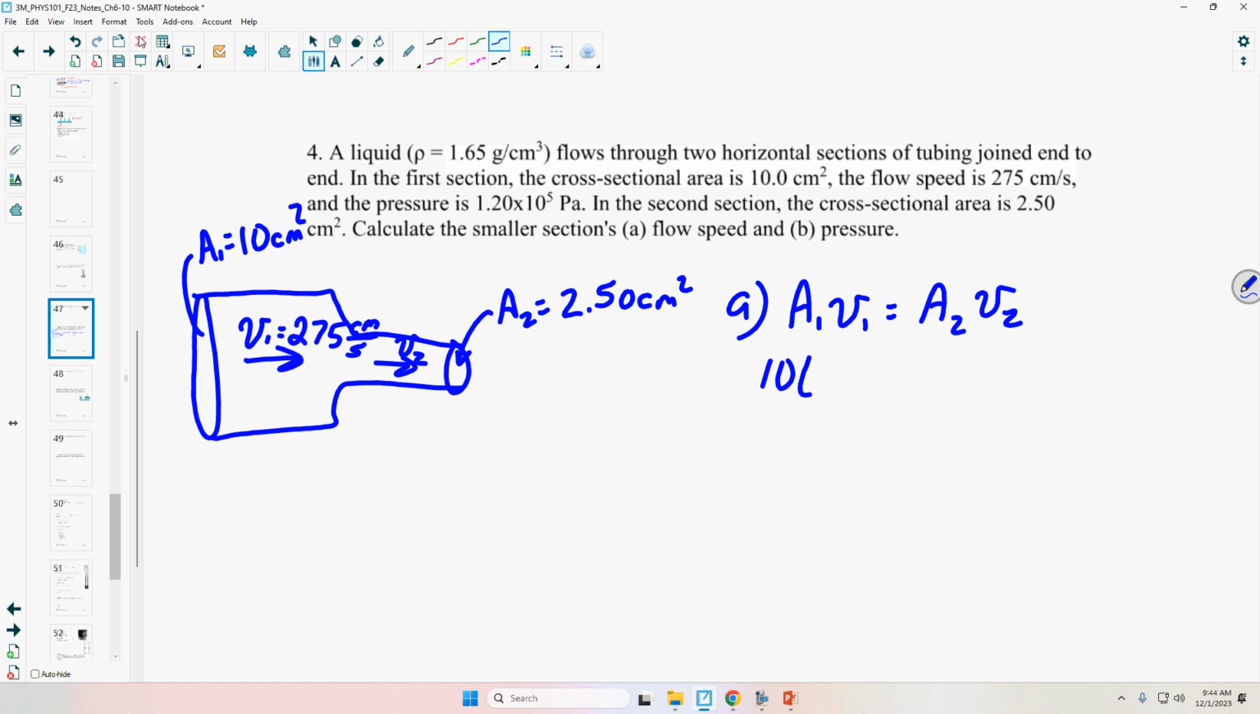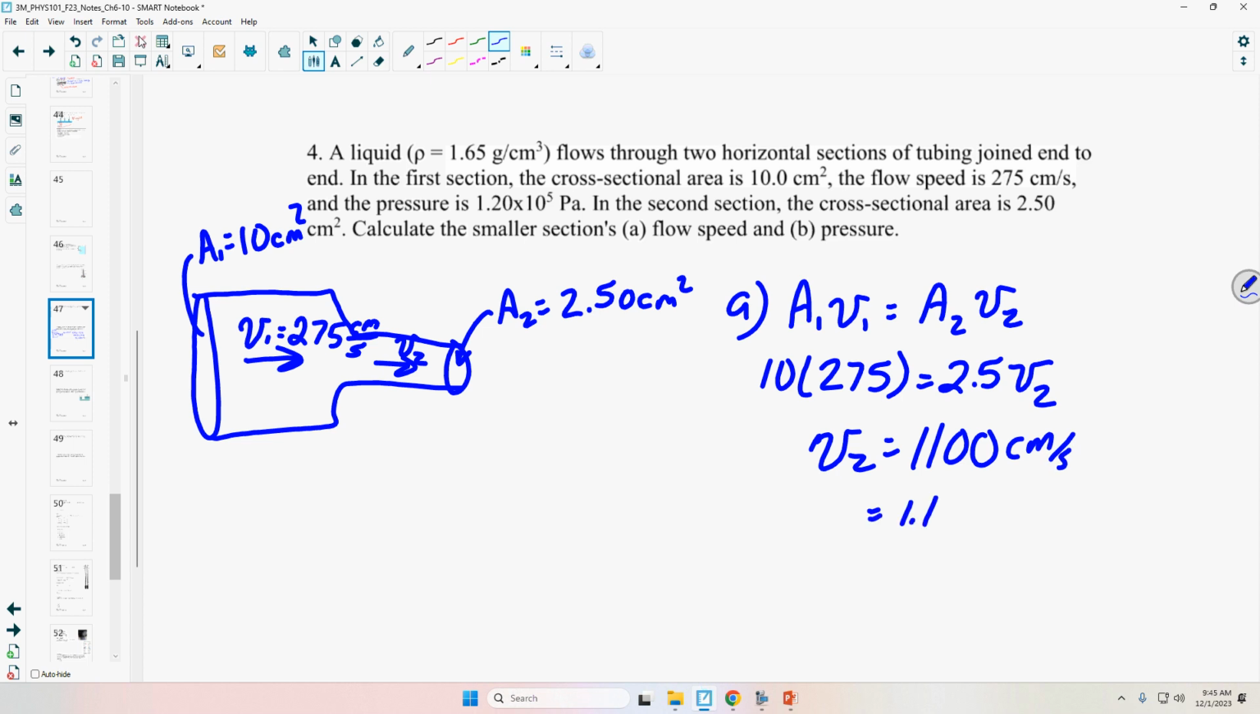So 10 times 275 is equal to 2.5 times V2. And I find that V2 is equal to 1,100 centimeters per second. Or I could report that as 11 meters per second. I will use SI units. I don't know why I did the centimeters here. So that's the speed. I'll ask you to find the speed in that second section of pipe.